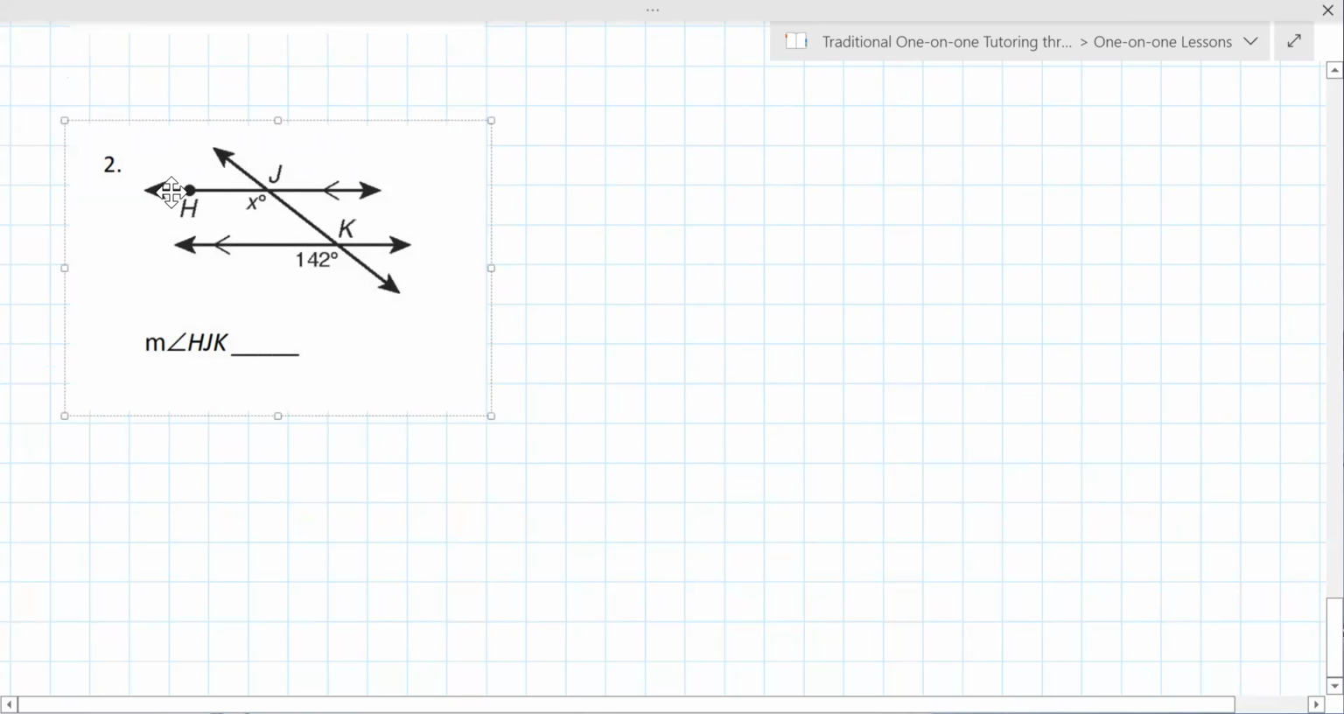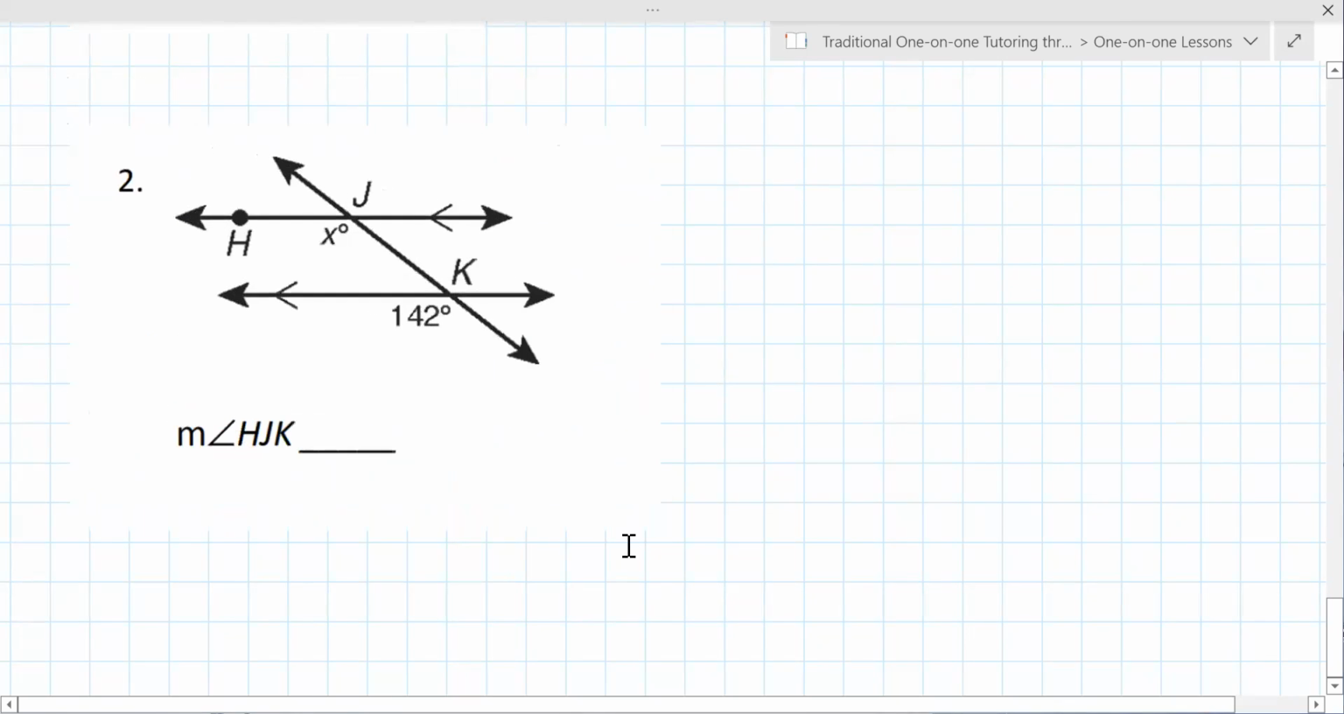So here's a new problem. You don't really need to write these down. They take a lot of time to write down, but can you tell me what the measure of angle HJK is? So basically the value of X here. 142. 142. And what is the reason for that? Because they're congruent. They are congruent, but what is it that makes them congruent?